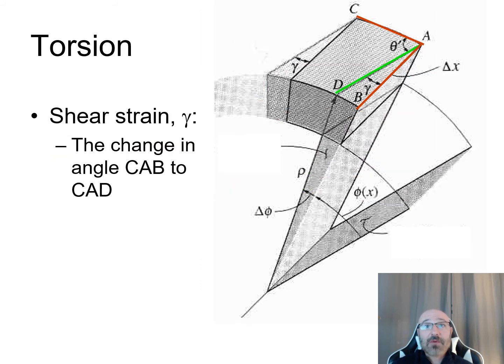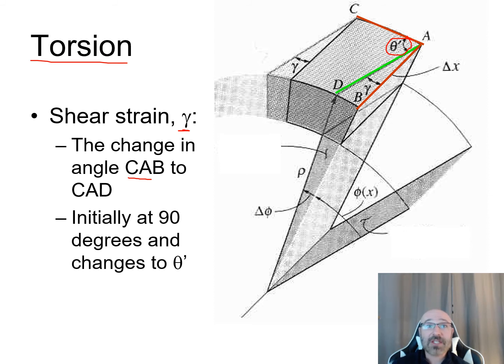So as we continue on, we talk about torsion. Let's discuss a little bit more in detail this shear strain, our gamma term. Now we can go back up here and we can see that this strain is going to be dependent upon this change in our angle, our CAB to CAD, where our CAB is in red up here, and initially this is at 90 degrees, which is theta, and then this changes to this theta prime down here. Our CAB initially at 90 degrees changes to a theta prime when we go now to CAD, and we follow that green line up to D.